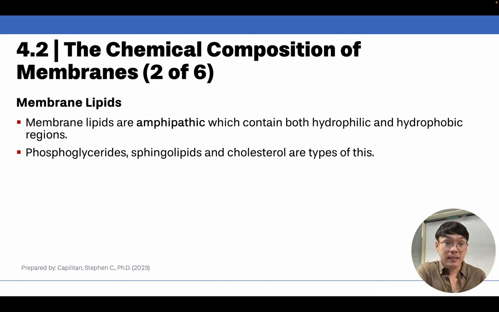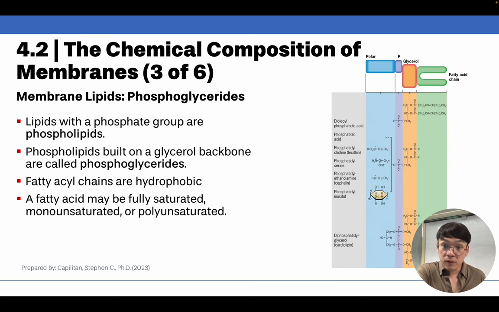Now we have membrane lipids. Membrane lipids are amphipathic. They contain both hydrophilic and hydrophobic regions. We have phosphoglycerides, sphingolipids, and cholesterol as types of these. Let's talk about the first. This is the chemical structure of the membrane lipids. We have here the structures of the phosphoglycerides and the structure of the sphingolipids. Sphingomyelin is one good example, okay, of a phospholipid. Cerebrosides and gangliosides are glycolipids.